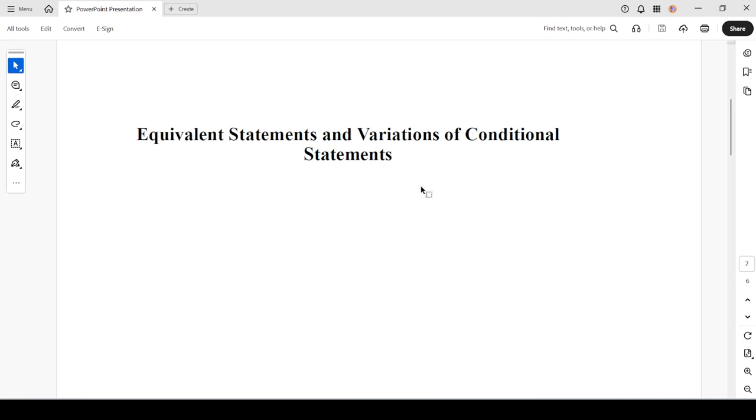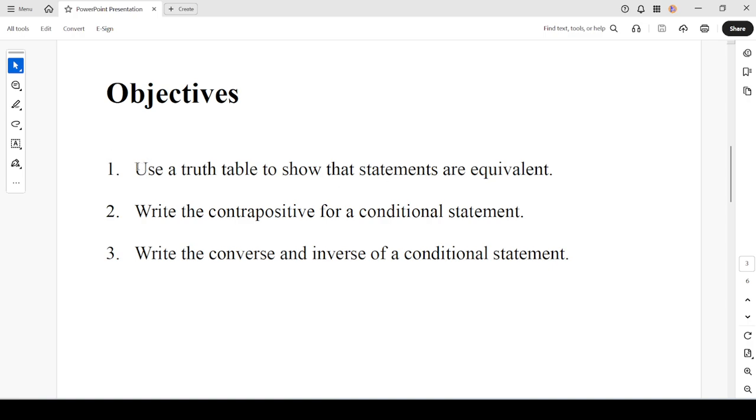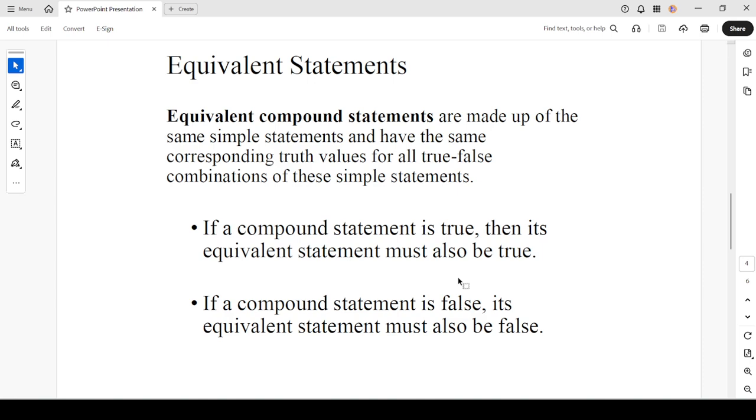Equivalent statements and variations of conditional statements. These are the objectives: use a truth table to show that statements are equivalent, write the contrapositive for a conditional statement, and write the converse and inverse of a conditional statement.